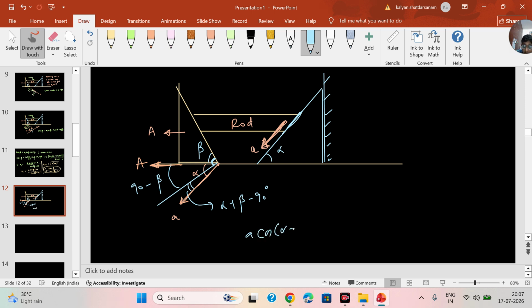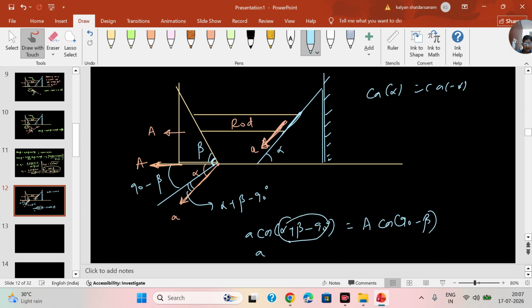A cos alpha plus beta minus 90. That should be equal to what is capital A component along blue line? A cos 90 minus beta. Okay. So you can write this as A. There is a rule, cos alpha is cos minus alpha also. For cos negative angle also, you can remove the minus sign and say it cos alpha. So if you multiply this angle with minus 1 and write it, it will be 90 minus alpha plus beta. Cos 90 minus alpha plus beta is sin alpha plus beta. And this will be A sin beta.